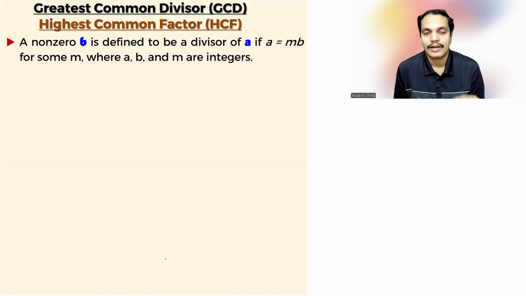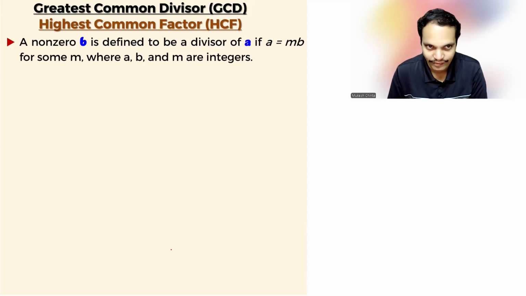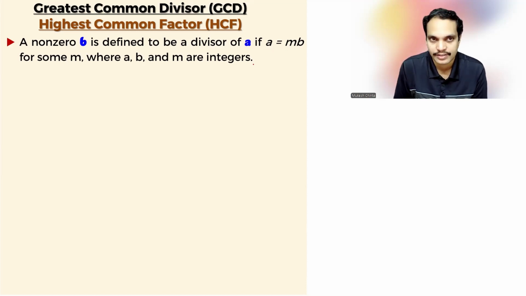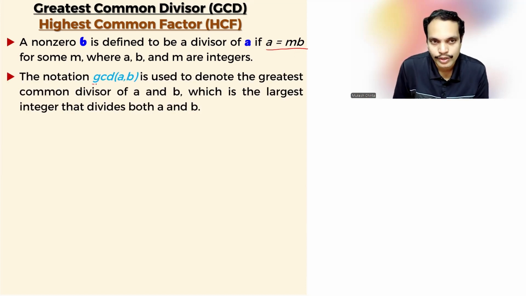Now let me dig deeper and come to the most important concept that we are going to cover today, which is GCD, the greatest common divisor, also well known as the highest common factor, HCF. Here, a non-zero B is defined to be a divisor of A if A is equal to MB for some M, where A, B, and M are integers. You have to understand that B is called a divisor of A if there exists A equal to MB, where A, M, and B are all integers. Now, this is the notation that we usually use, GCD of A comma B. A and B are two numbers here. It is used to denote the greatest common divisor of A and B, which is the largest integer that divides both A and B.